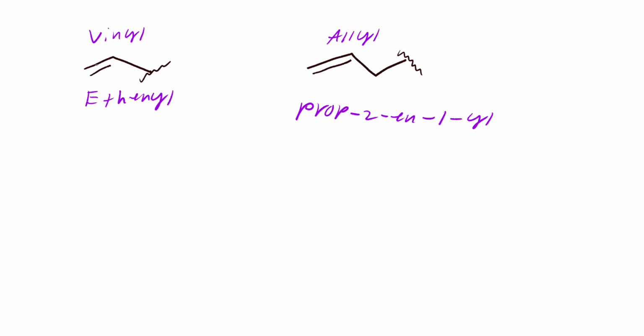The difference between a vinyl and an allyl is the number of carbons. Count 1, 2, and this carbon is being connected to the parent group, so there are only 2 carbons in an ethenyl, or vinyl group. However, here there are going to be 3 carbons. That's where you get your propyl, by having 3 carbons. Vinyls have 2 carbons, allyls have 3 carbons, and, of course, both of them have double bonds.